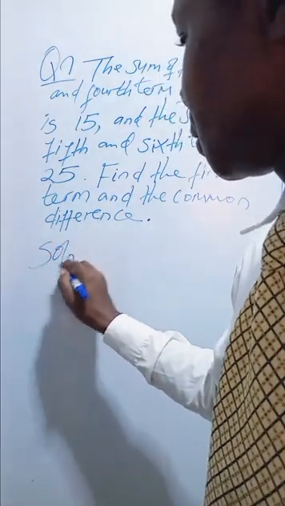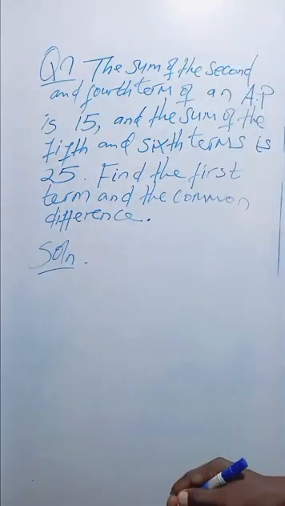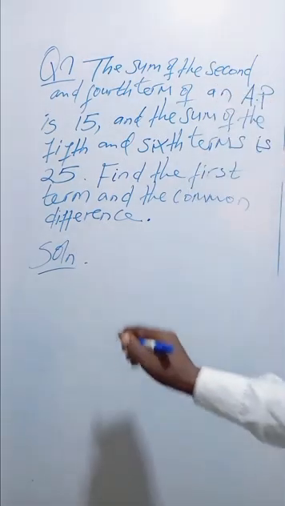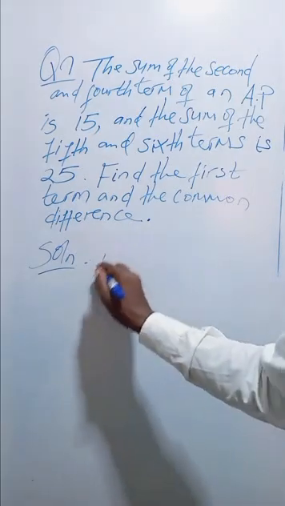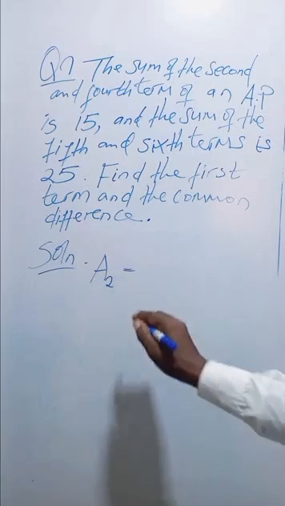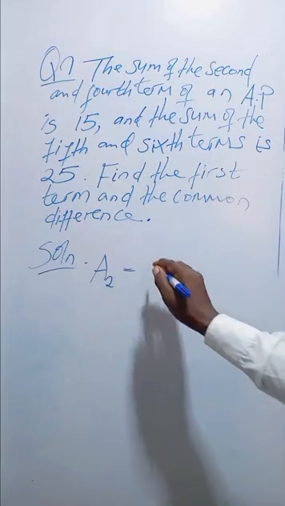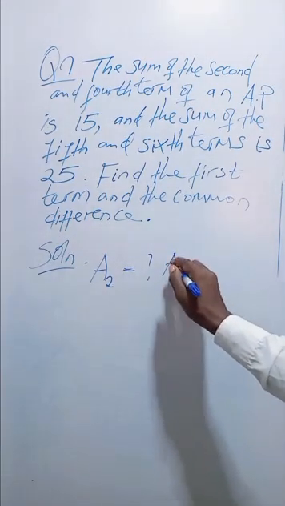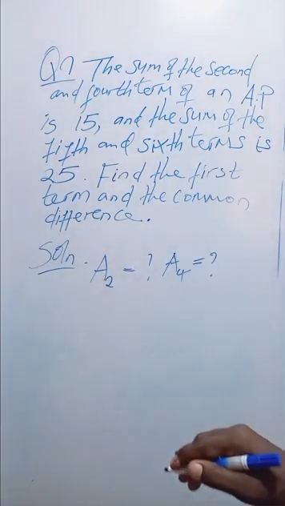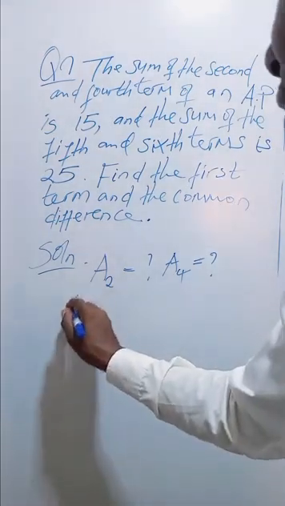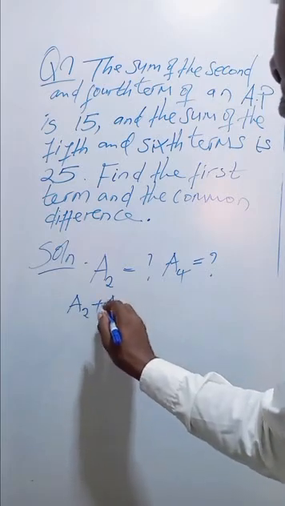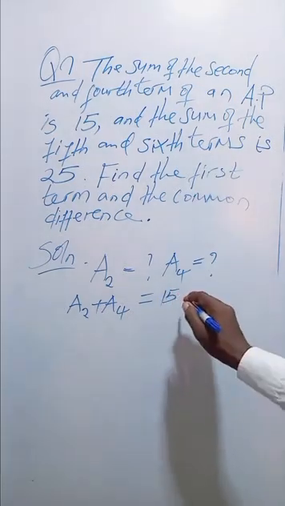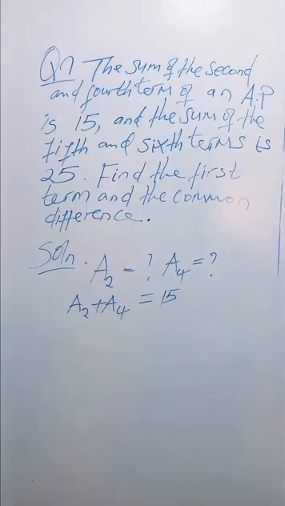First of all, we have to look for the given information. What information do we have? We have the second term. In an AP, the second term is represented by A2. This one is not known. Then what else? The fourth term. This one also is not known. But we have been given that if I take A2 and add to it A4, its sum is 15. That's the information which we have.